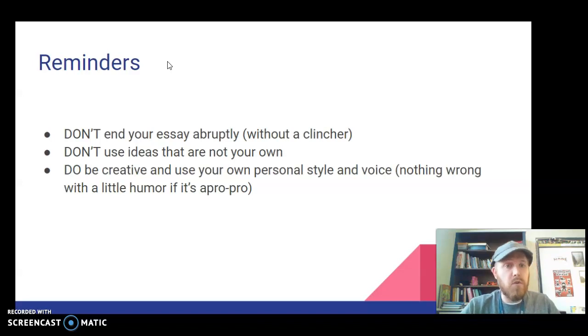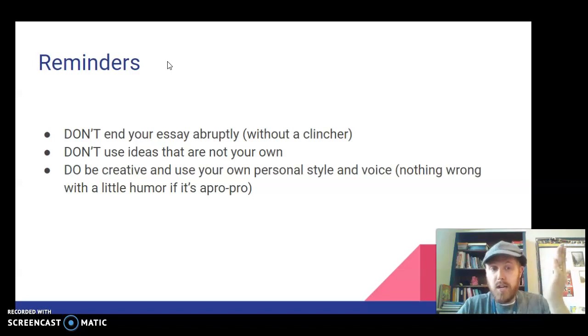Final reminders for your conclusion paragraph. Don't end your essay abruptly. You need to end with a nice clincher, something that ties it all together and leaves the reader feeling satisfied. Don't use ideas that aren't your own. If you're going to use ideas that aren't your own, you really need to cite them properly, and the conclusion paragraph isn't really the place to do that.